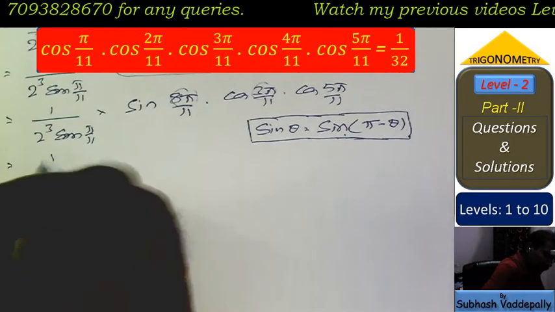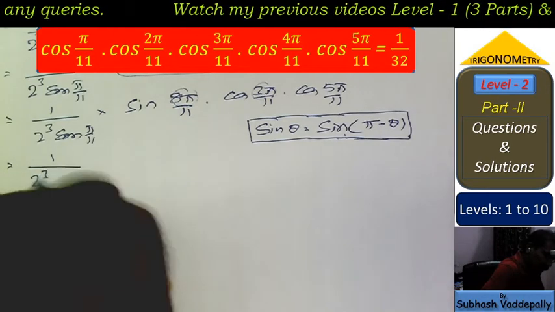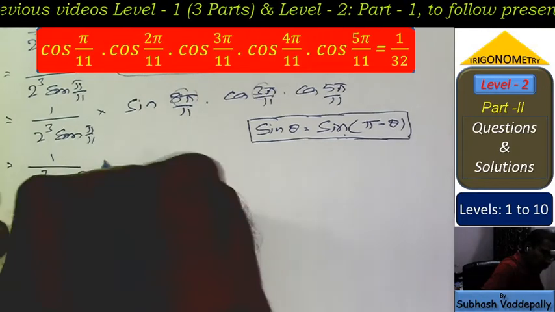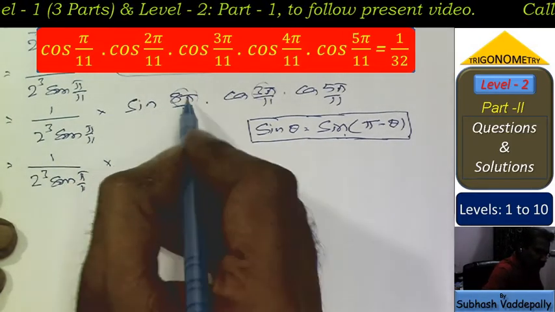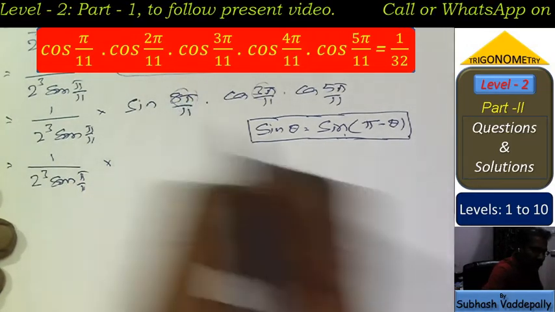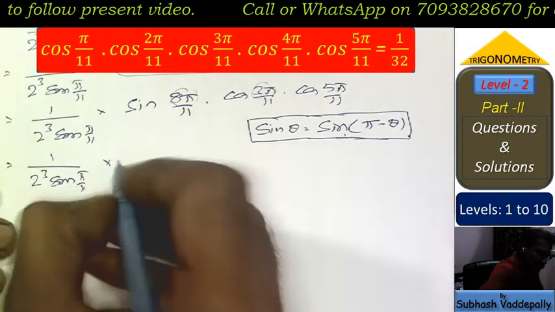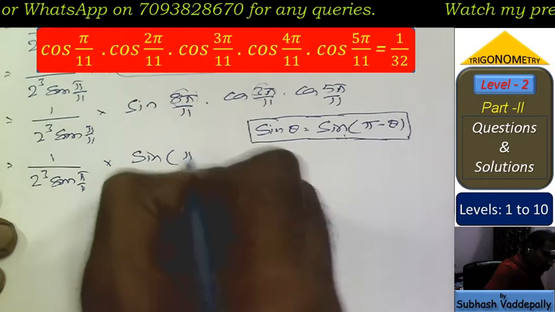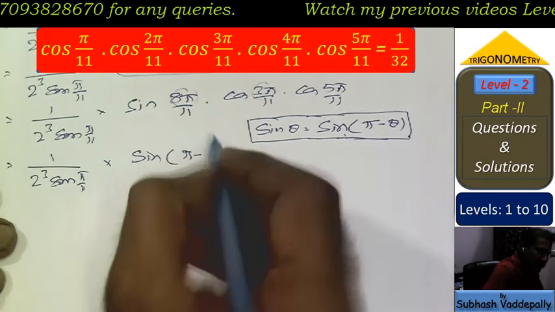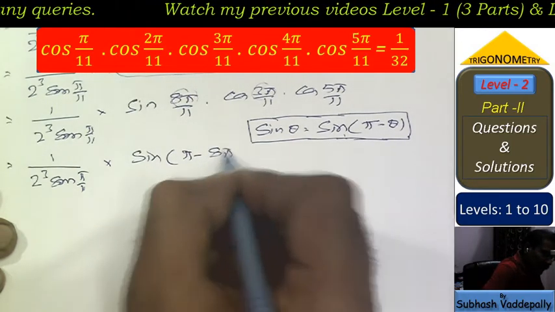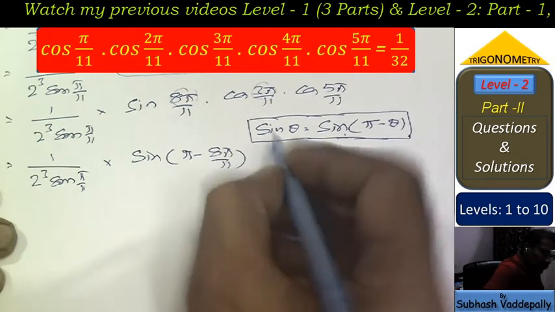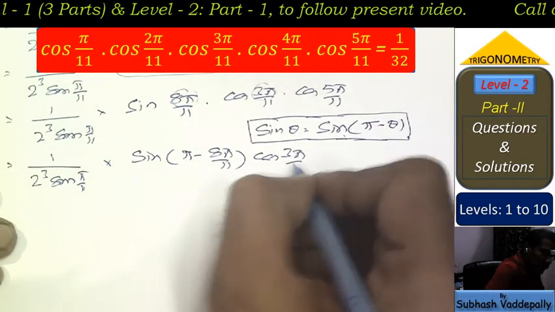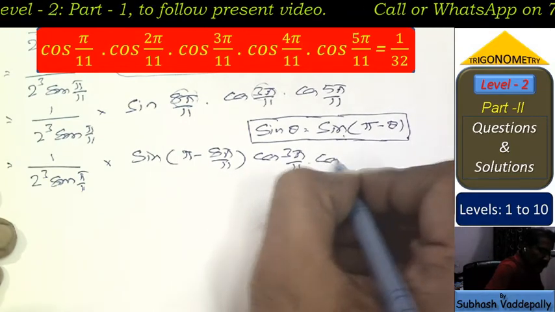So this is 1 divided by 2 cube, sine pi by 11 as it is. Into, it is like sine theta. Every sine theta you can write as sine of pi minus theta. So I am writing sine of pi minus theta, so I write 8 pi by 11. And the remaining terms as it is, cos 3 pi by 11 into cos 5 pi by 11.